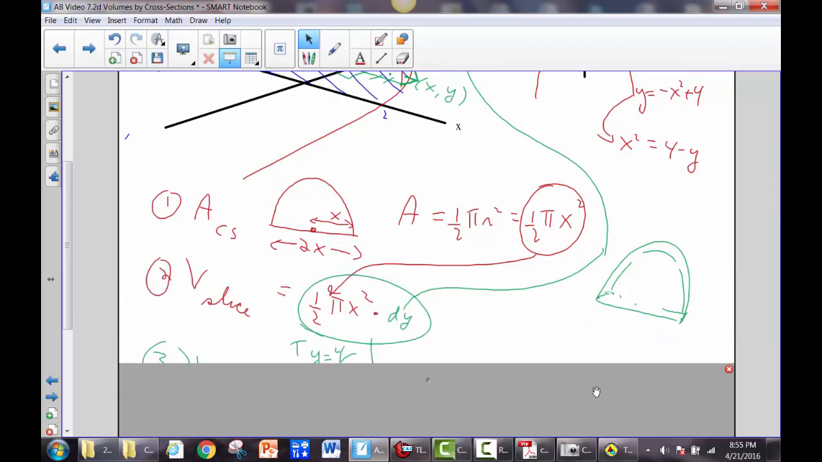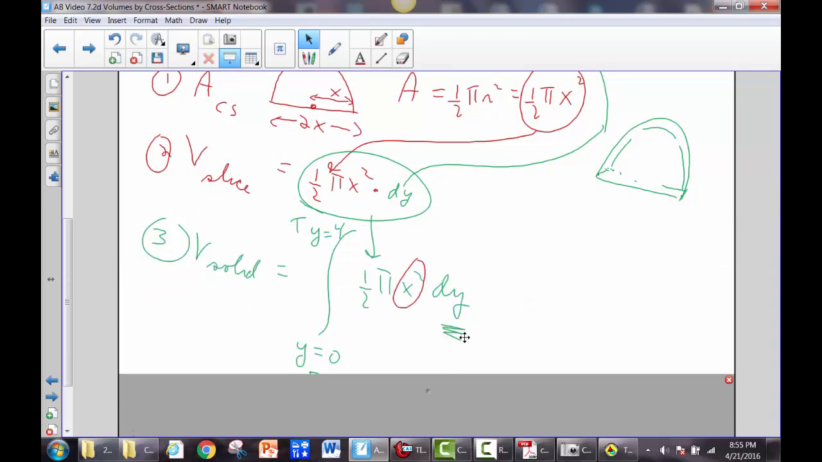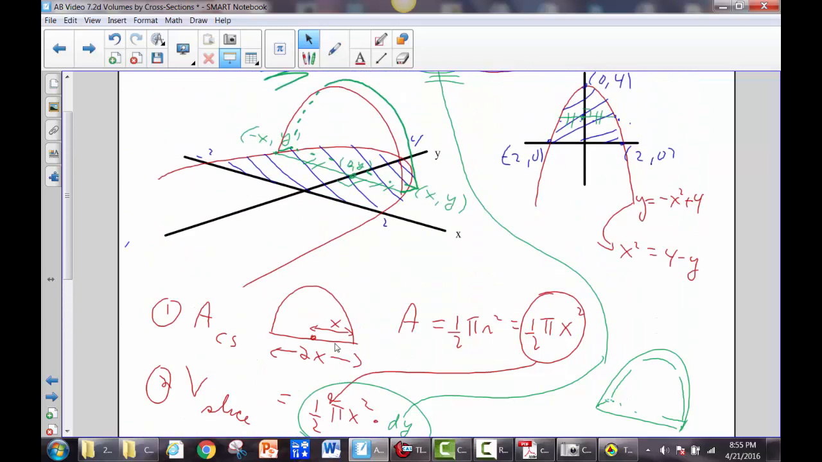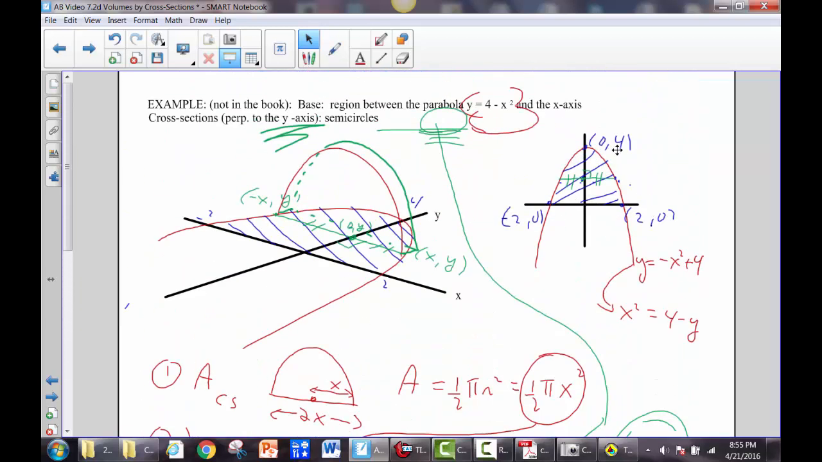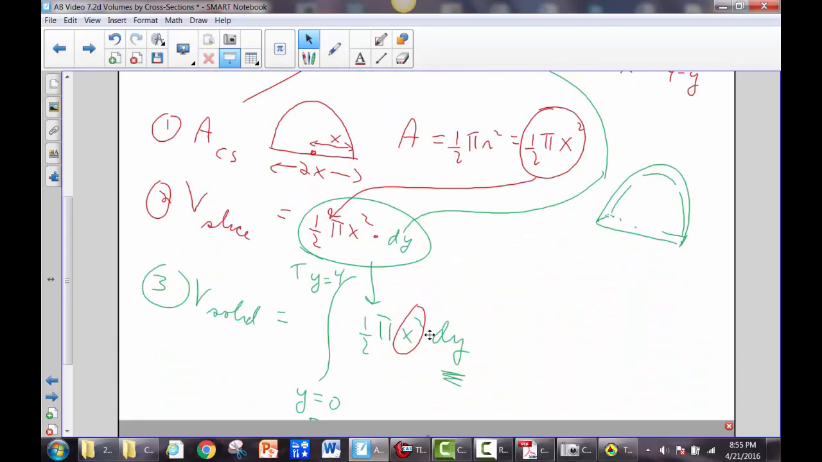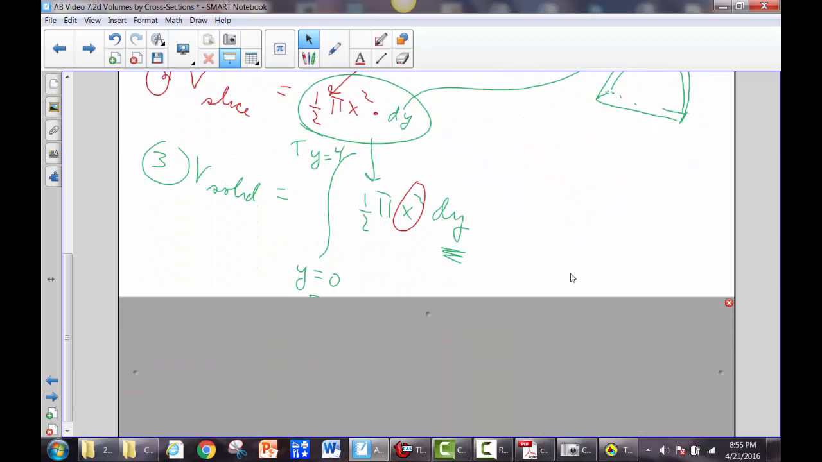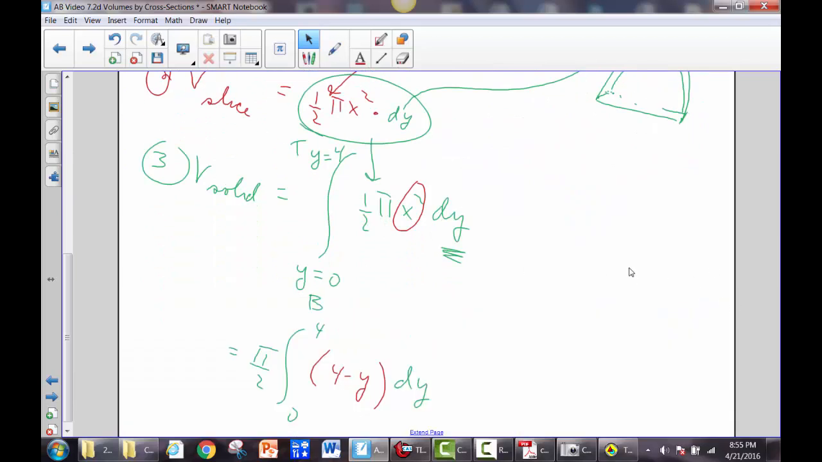Then you take that expression, stick a dy on it because it's perpendicular to the y-axis. And then that's y, so now it's going to be from the bottom border of y equals 0 to the top border of y equals 4. And of course, I cannot leave the x squared there because it has to be in terms of y. But if you come back up here, x squared is 4 minus y. So you just isolate x squared and you get 4 minus y.